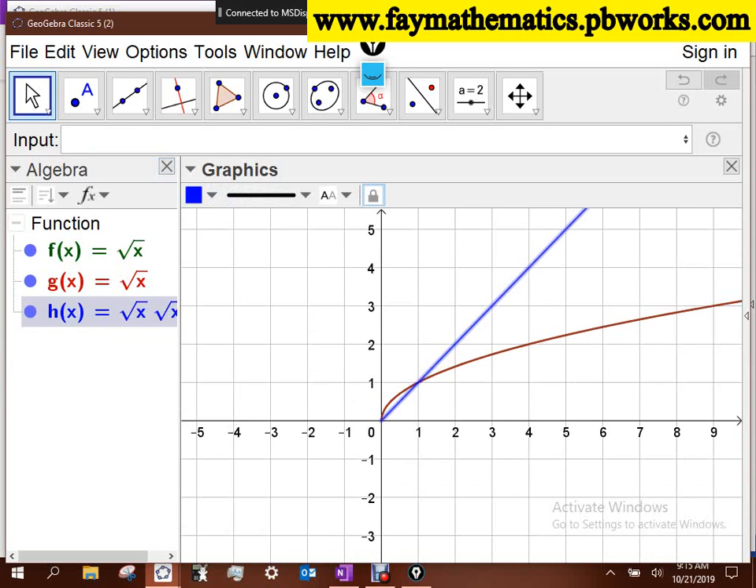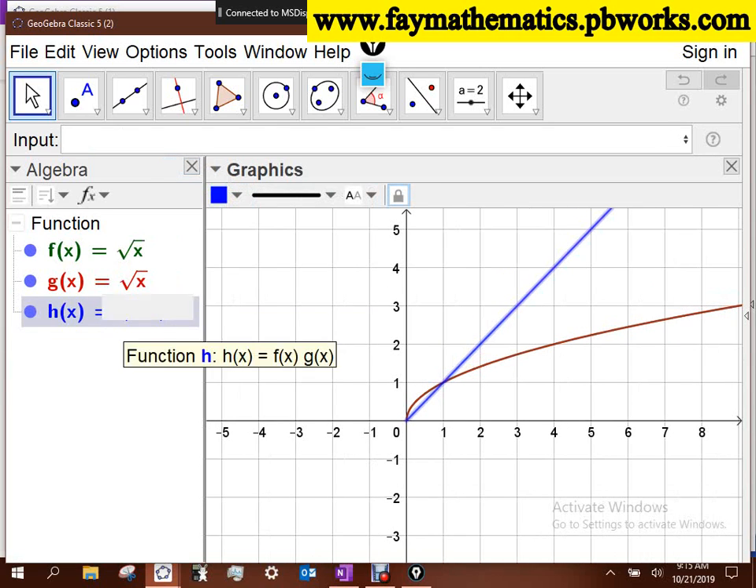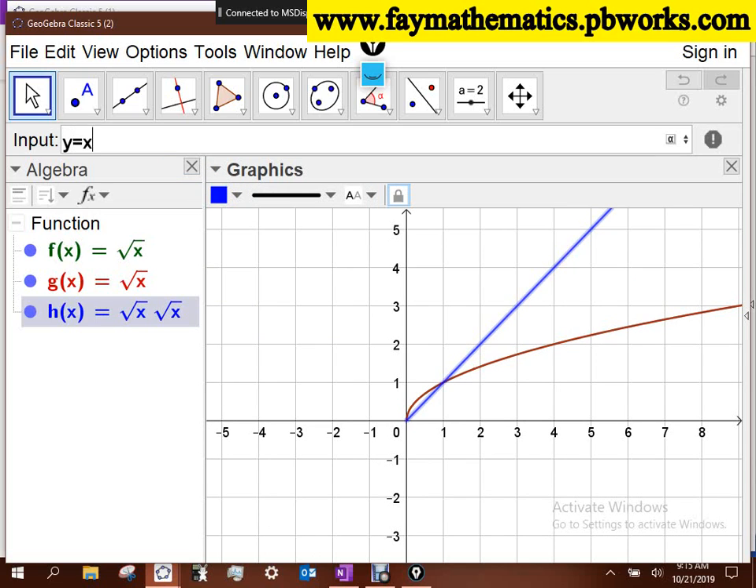GeoGebra knows well enough, because I'm doing function arithmetic here, not to simplify that. But if I look at that blue line, is that blue line the same thing as y equals x? Yeah, but it's only what portion of it? The positive, from 0 to infinity, right? And that's because of the domains that function came from.